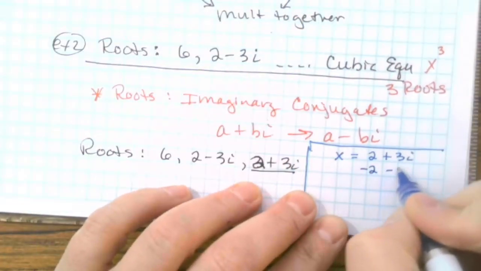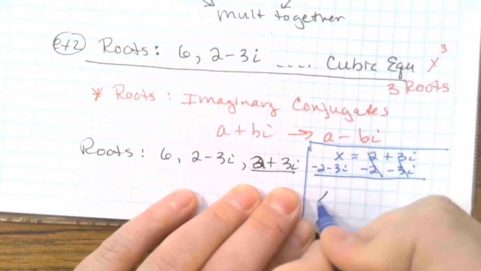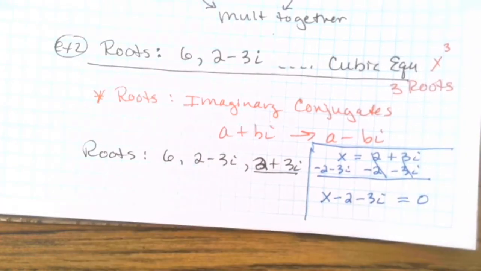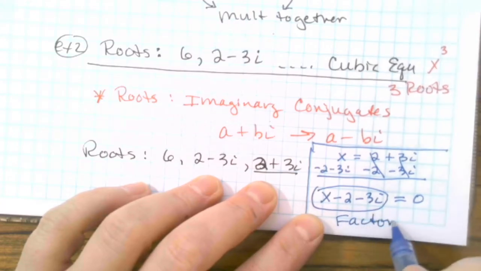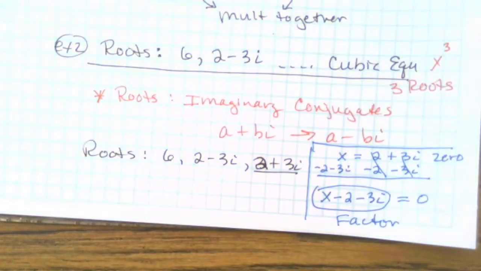You're going to do the same thing as what we did up top. You're going to subtract everything to the left and make sure it's equal to 0. So x minus 2 minus 3i equals 0. And that is your factor. So you do it the same way. You take the zero, set x equal to the zero, move everything to the left, and that is your factor. So you're going to need to know that for your homework. All right, let's see. That is how you write a cubic using roots that you're given.